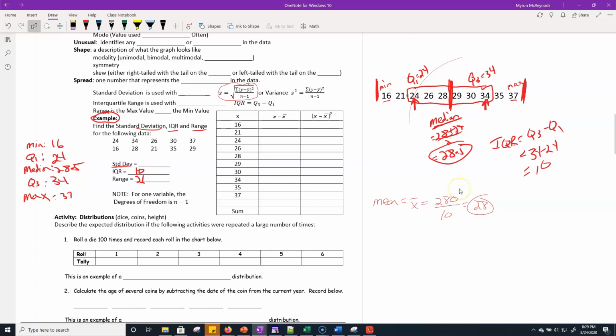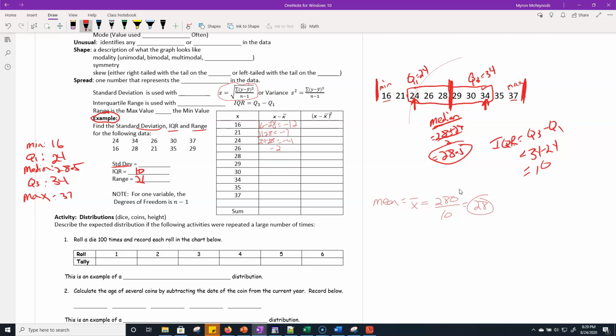And what they're asking you to do is take every single number in here and subtract 28 from it, because if I subtract, it tells me how far away from the middle I am. So it's seeing how spread out these numbers are and how far away from the mean they are. So let's do that. 16 minus 28, I get negative 12. So it's 12 away from the middle, right? And then 21 minus 28 is negative 7. 24 minus 28, and you get the picture, right? Negative 4. 26 minus 28 is negative 2.